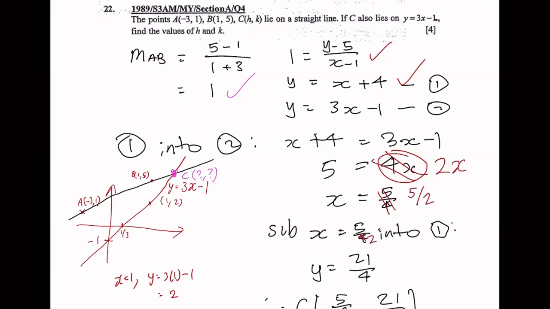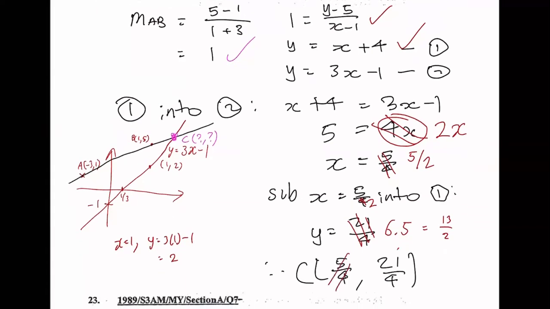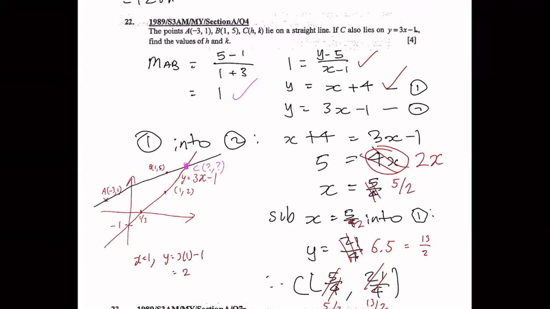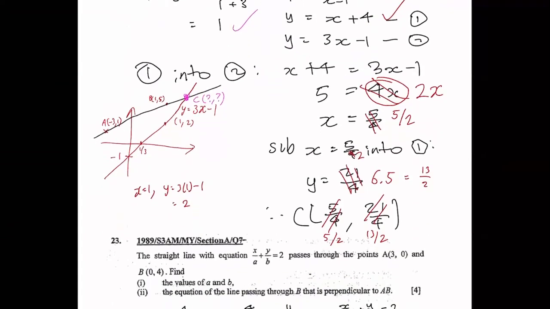Then error carried forward. How to find y? Just sub into either 1 or 2. So I think 1 is easier. So 5 over 2 plus 4. That's 2.5 plus 4, 6.5. All right, then yeah, so error carried forward. You just need to have 5/2 here and 13/2 there. Okay, that's the value of h and k. This guy is h, that guy is k.